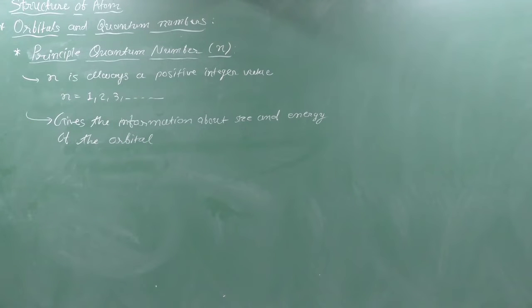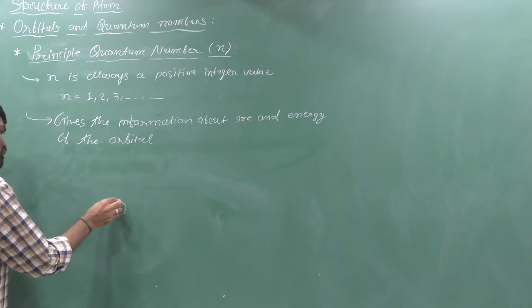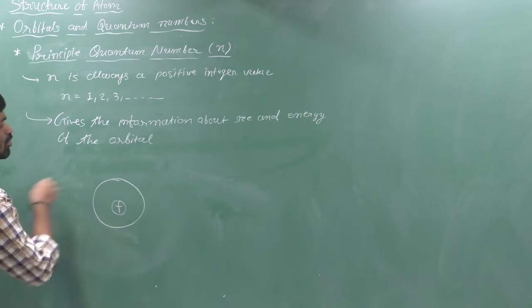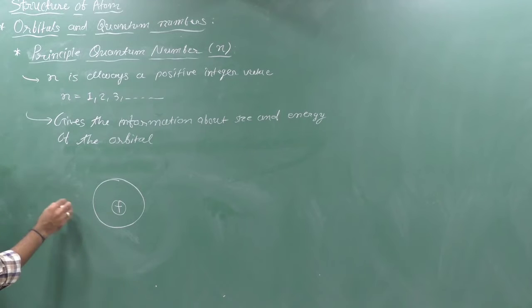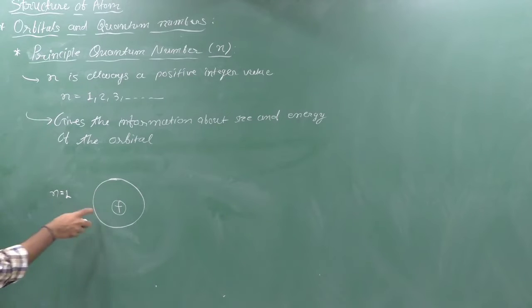If we can know about the size and energy of the orbital, then we can know about the principal quantum number n. Suppose we have a nucleus, and an atom has a principal quantum number n equal to 1, it means that it is this orbit. It denotes this orbit.